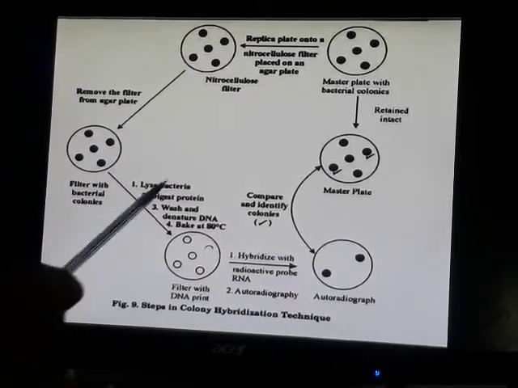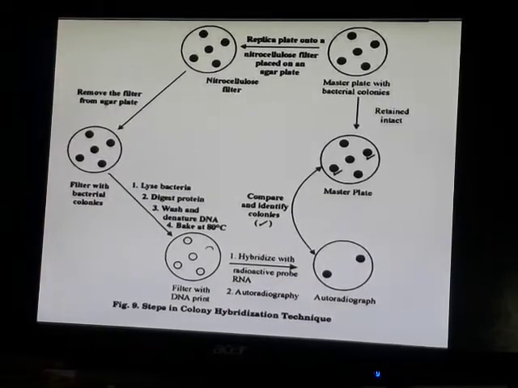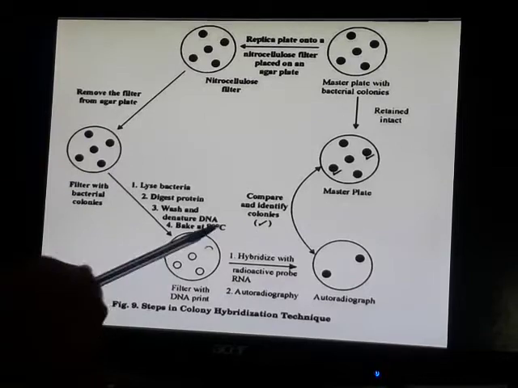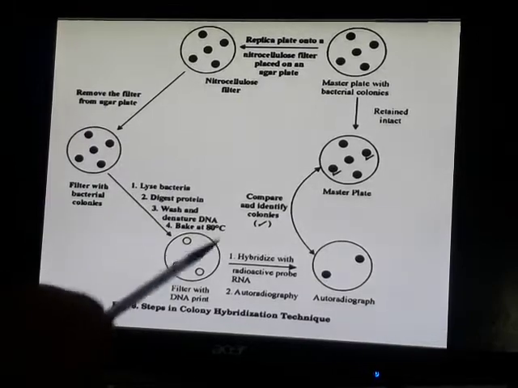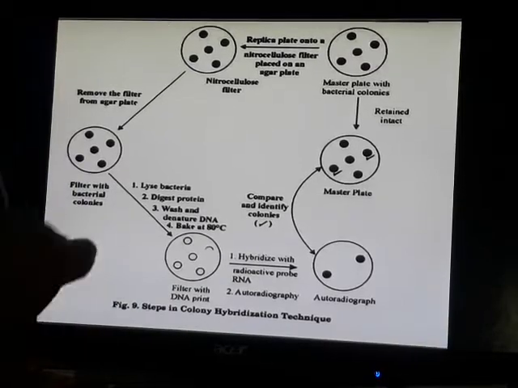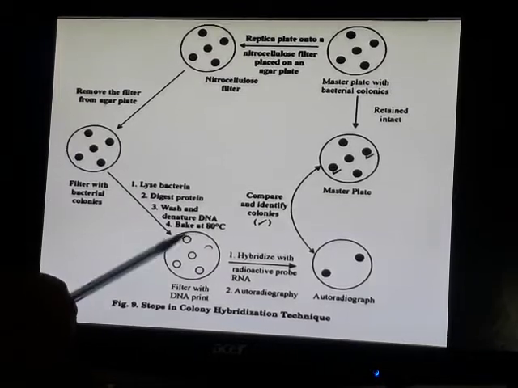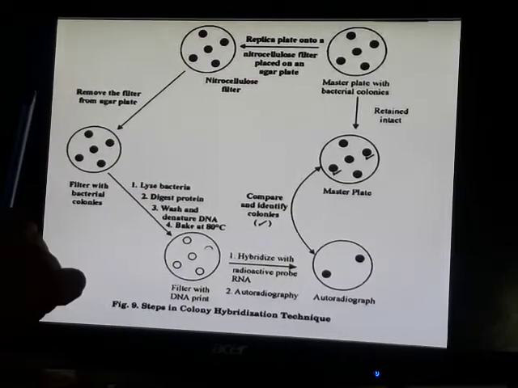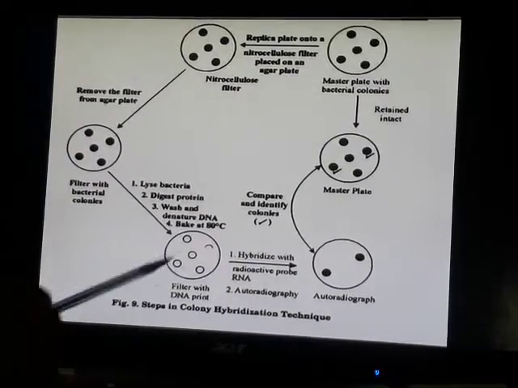Lyse the bacteria with lysozyme, digest the protein with protease, because you are interested only in DNA, and then wash and denature the DNA, because it is double stranded and you have to change it to single stranded. And then you have to bake it at 80 degrees, and you will get a filter with only DNA, because these are all colonies. So cells, proteins, RNA, everything are gone, and then you can see this is dark, but now here it is light. Why? Because it was subjected to lysis, digestion of the proteins, and then you washed it, and denaturation of the DNA has taken place, so that you are getting only the single stranded DNA.